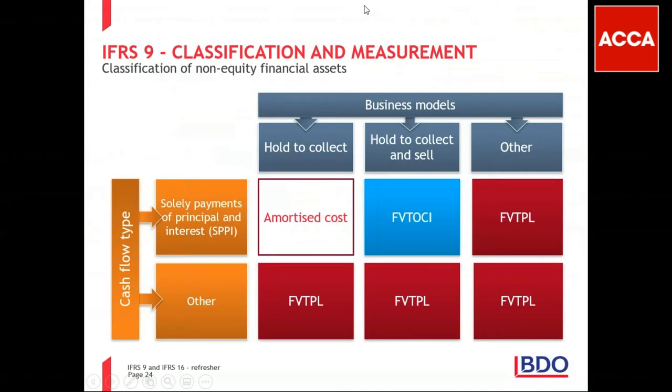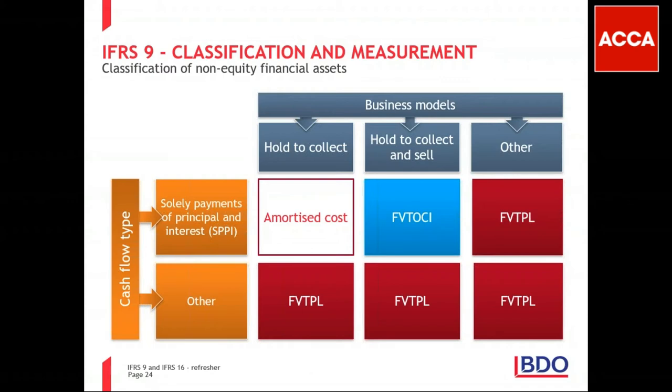Now, when we move into classification and measurement of non-equity financial assets, there are two steps which any entity has to follow. First, it needs to understand what business model is being used to manage a group of financial assets. Secondly, what are the contractual cash flow characteristics of any financial asset? So when we talk about the business model, there are three models, primarily.